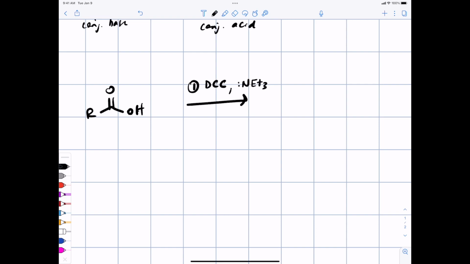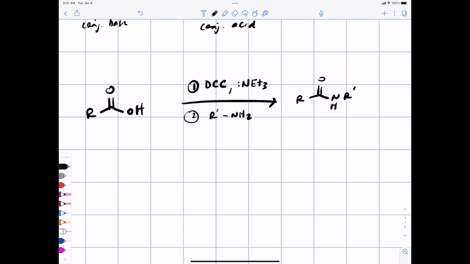You need a base to soak up this proton on the carboxylic acid. Basically, DCC converts the OH into a really good leaving group. In a second step, you add your amine, and that makes the amide bond. Okay? So that's review from, and I no longer remember which chapter it was. It was before 16, 16, 15, something like that.